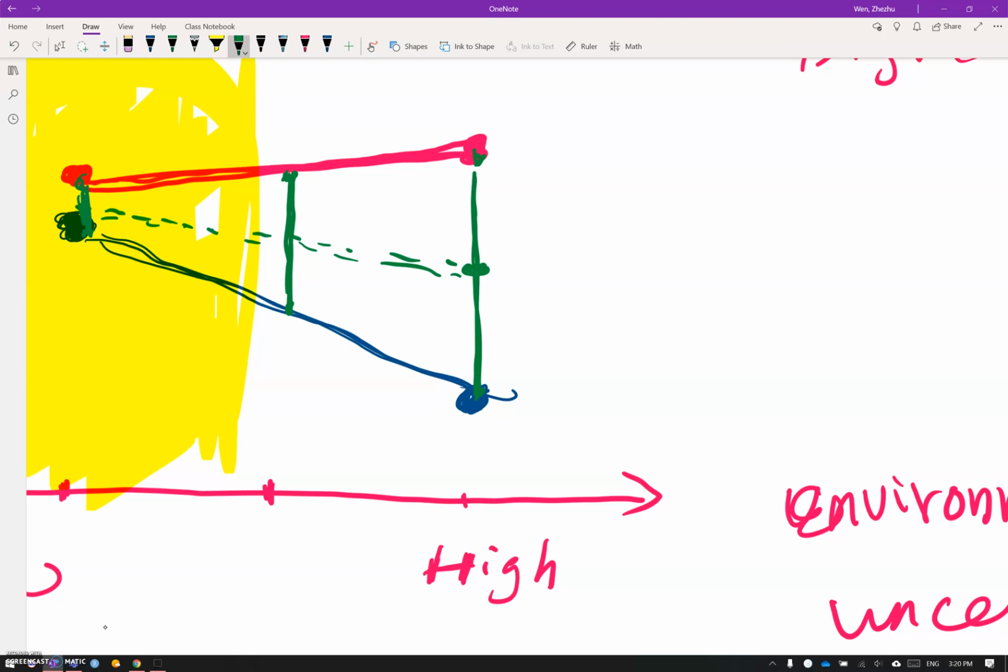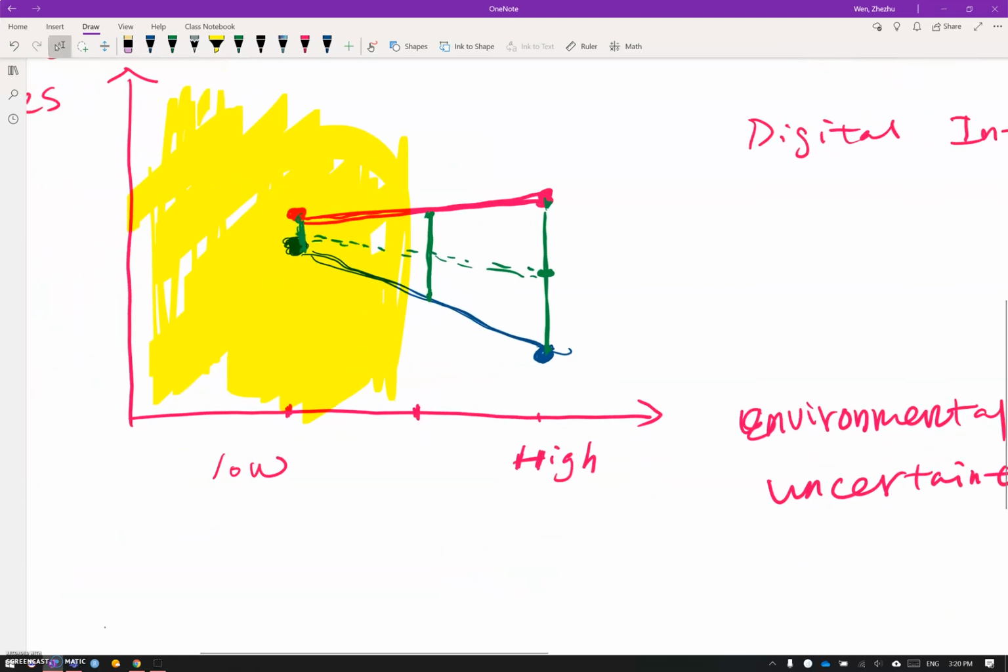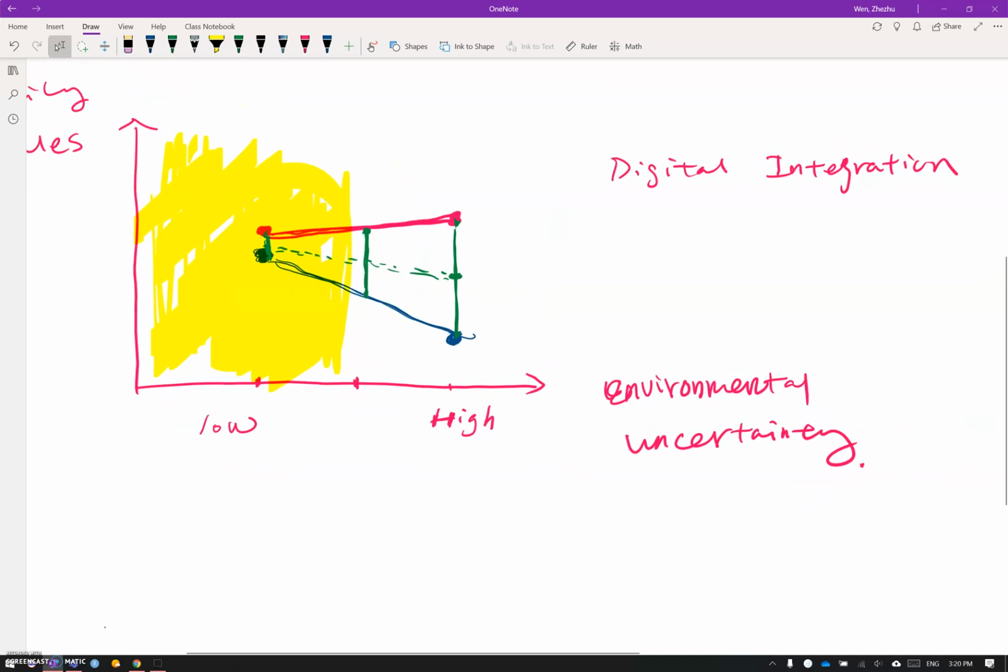Okay, and both ways, when you have a digitally integrated channel, you see an increase. Therefore, you'd like to see a very positive main effect for this digital integration, regardless of environmental uncertainty, because you are seeing this increase in sales. Now let's consider this case.